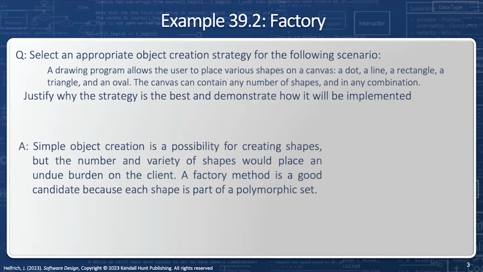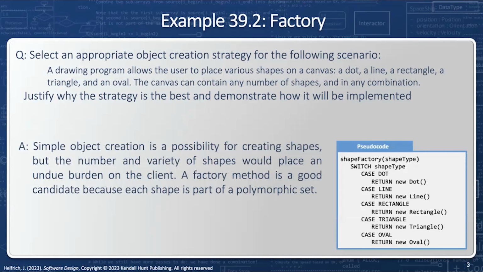Well, because if I say new dot, new line, new whatever, then I'm going to require the client to be aware of all the specifics of those different classes, including the derived class name as well as its parameters. On the other hand, I could have a shape factory, and then I specify the shape type, which is a dot, a line, a rectangle, triangle, whatever, and then I can create the object using the new operator and any non-default parameters that are required for the constructor.